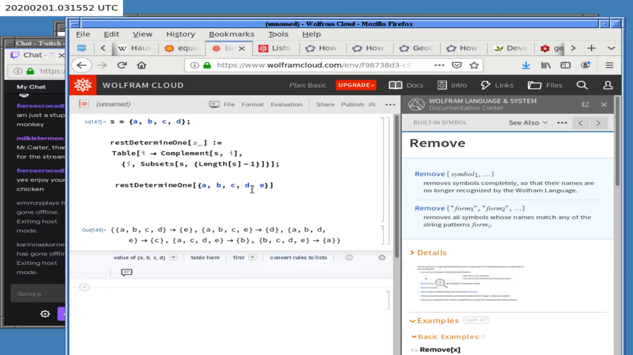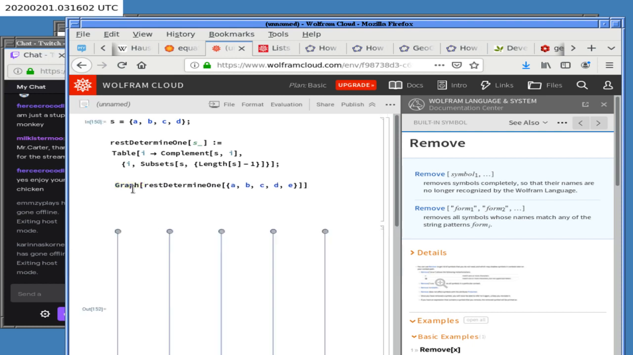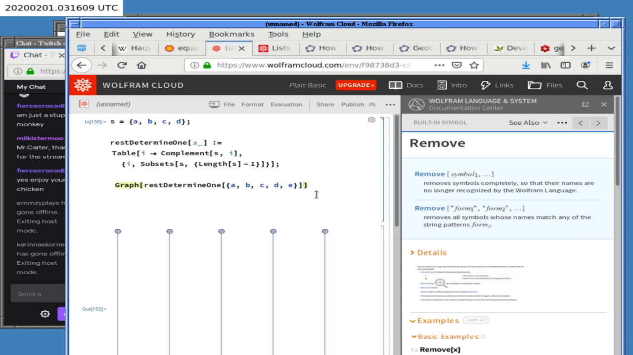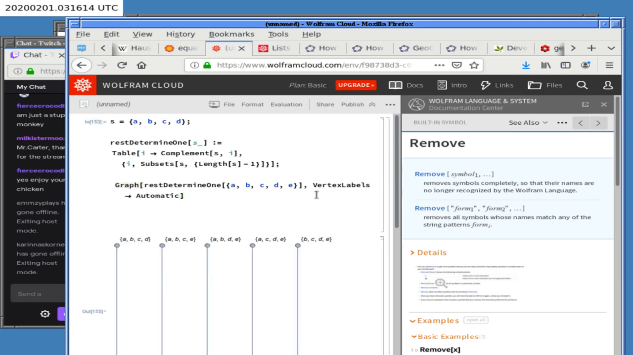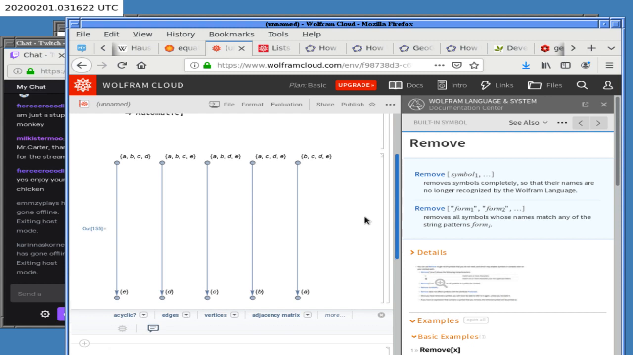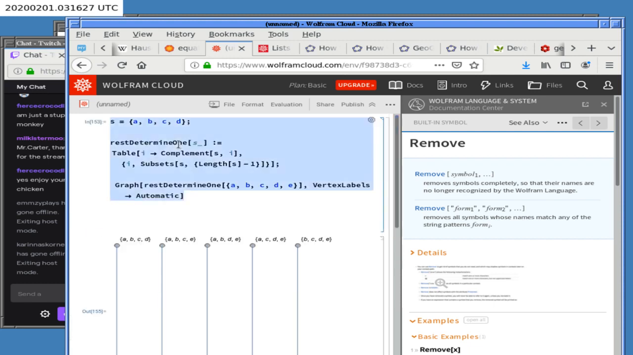Yeah, looks good. And then, of course, we can always do a graph, because these are edges, and see what this looks like. Not looking too great. Let's go ahead and set vertex labels to automatic. Do that. Okay, so I guess this actually does tell us what we want to know. I mean, this is correct. We need to add in some other stuff, but this is certainly a valid function.